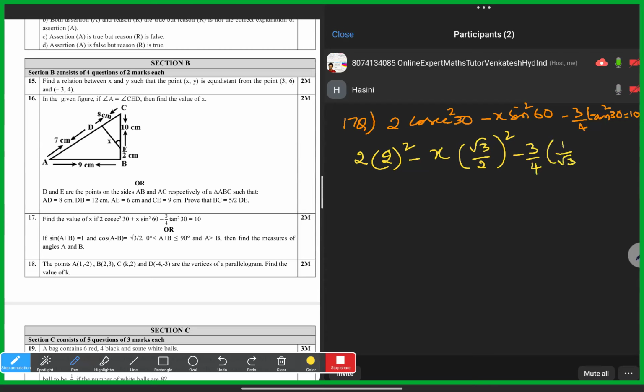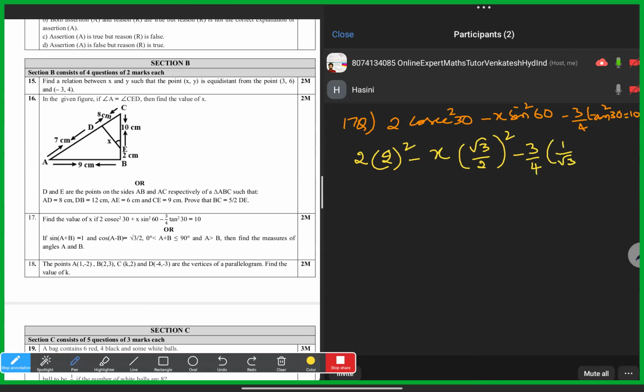Now 2 fours are 8, minus x into 3 by 4, which means 3x by 4. And here the 3 will get cut: 3 by 4 into 1 by 3, we can cut it. So minus 1 by 4 is equal to 10. Now 8 minus 1 by 4 minus 3x by 4 is equal to 10. I just brought the 8 and the normal numbers together, on the same side, so we should not change the side.